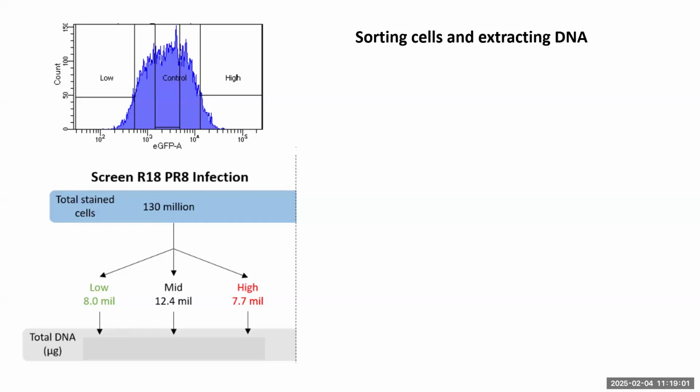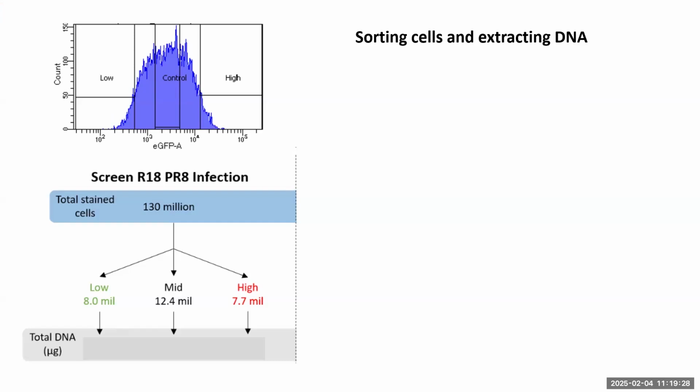Again, you've got a decision to make on what percentage you gate those high and low populations on. It depends on what you're looking for. For example, if you're looking for genes that give you a really robust phenotype, then you're going to go for a lower percentage. Here we've gone for 5%. If you went for the bottom 2%, then you're going to only get the genes that are really critical for virus replication.